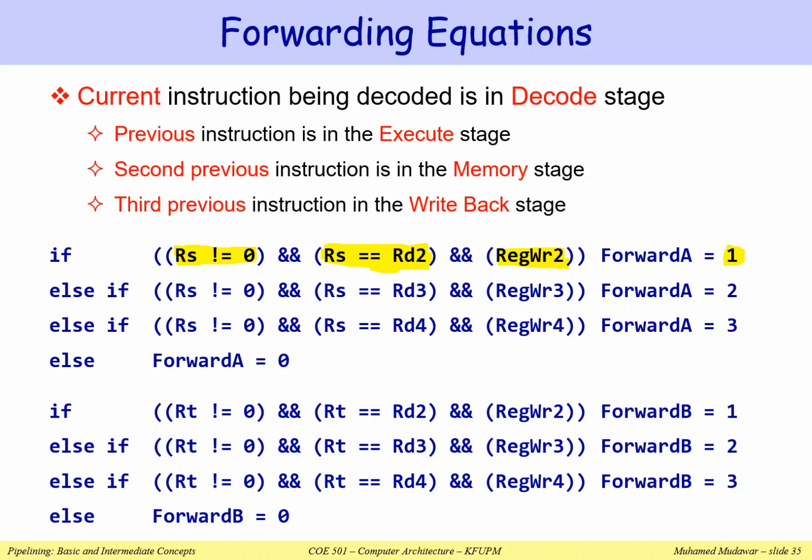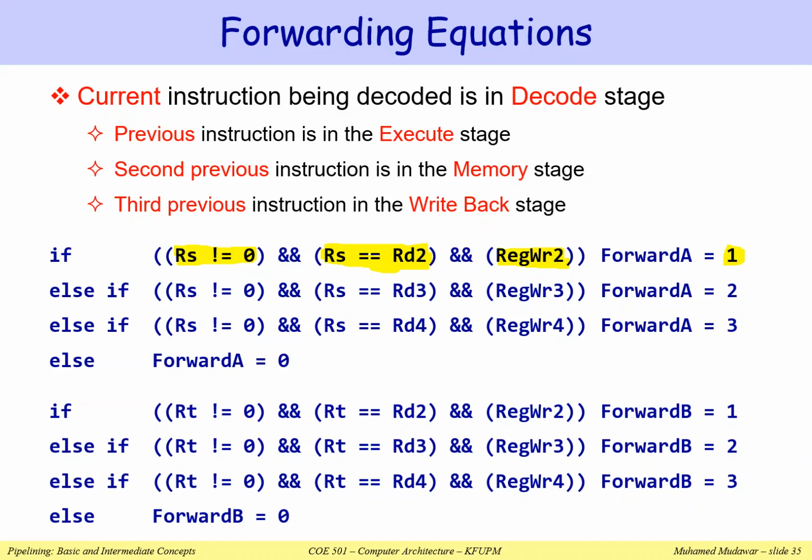And this, RS different from R0, meaning this is not really register 0, can be detected using a 5-input NOR gate, because this source register is 5 bits. So if it is not 0, then it means that we are not really reading from source register R0.